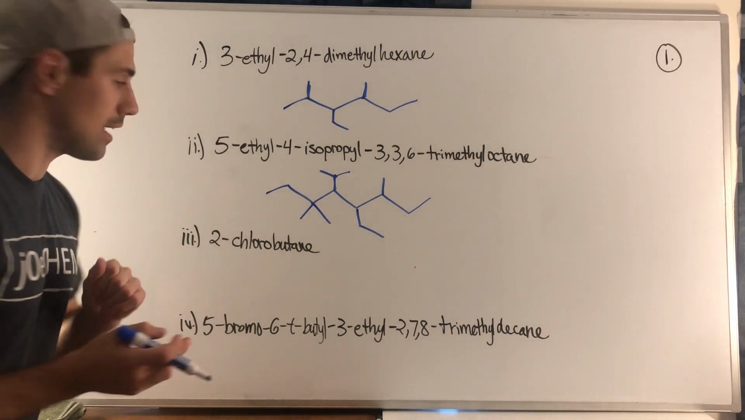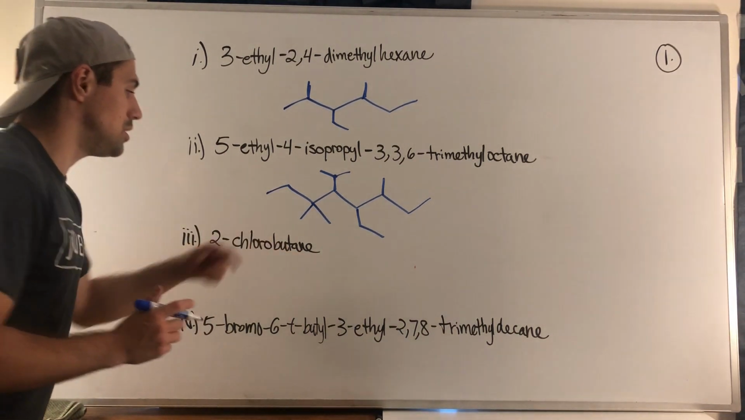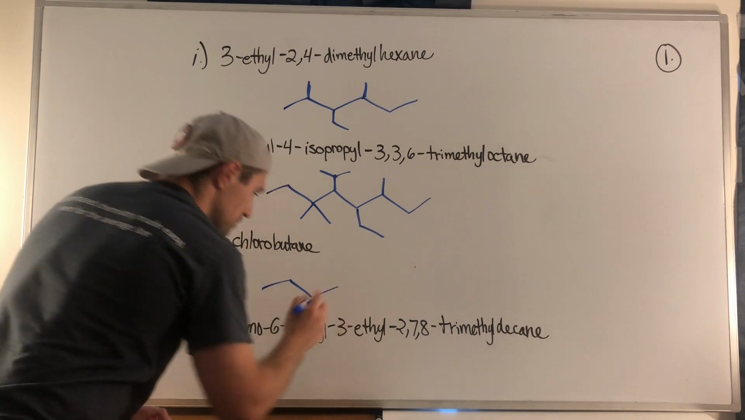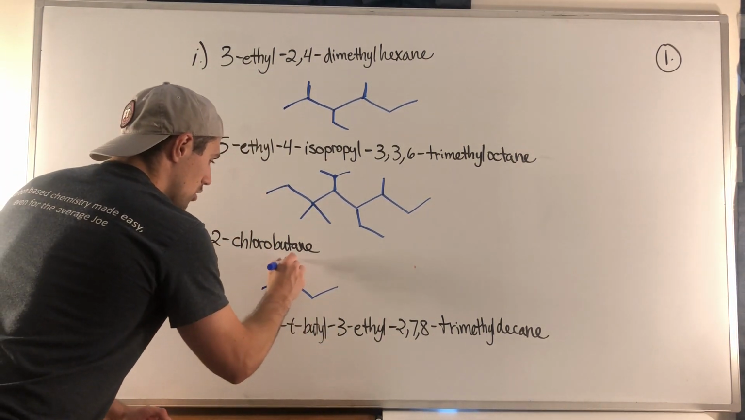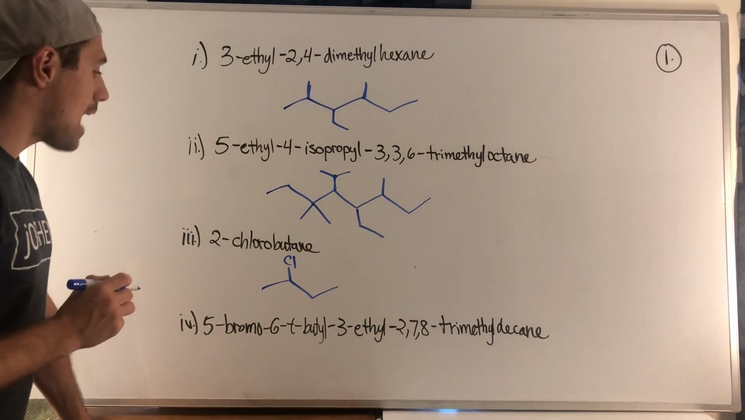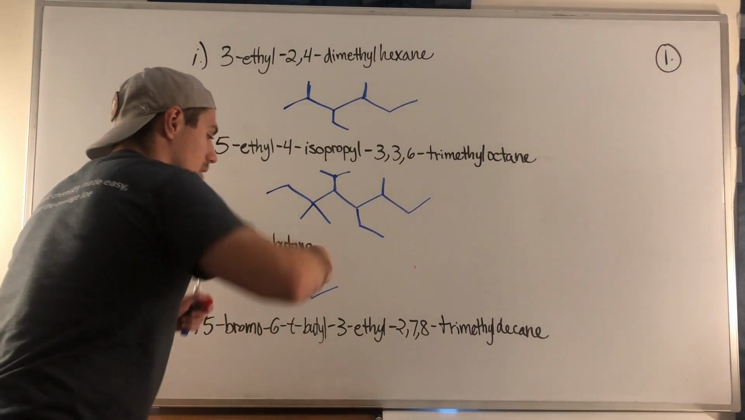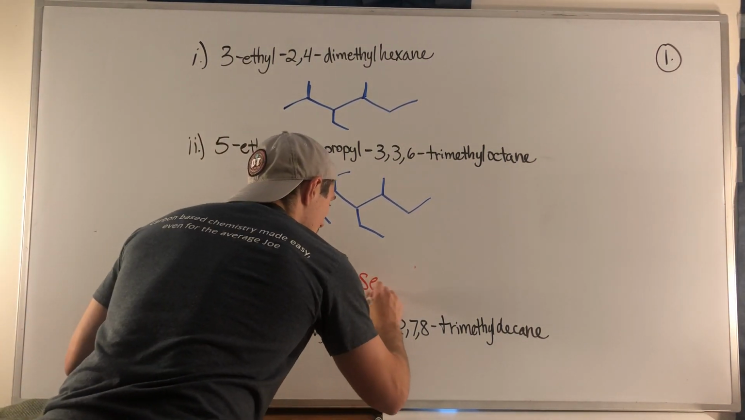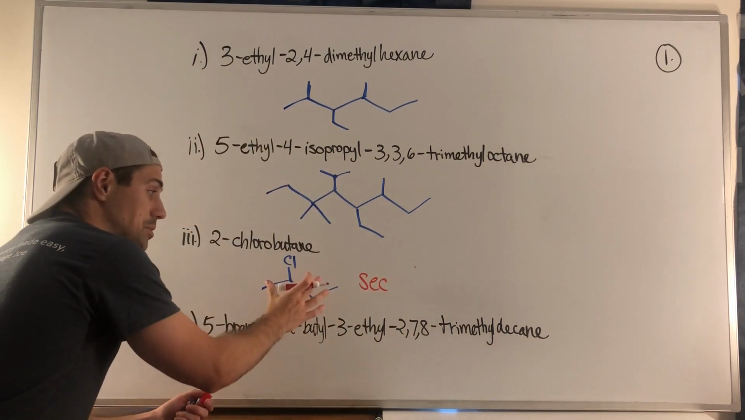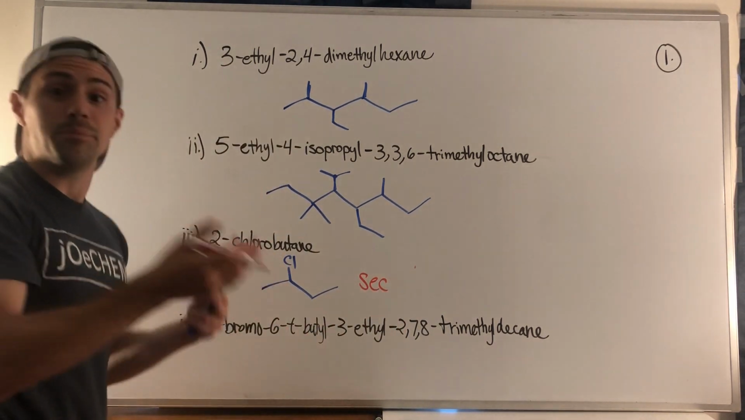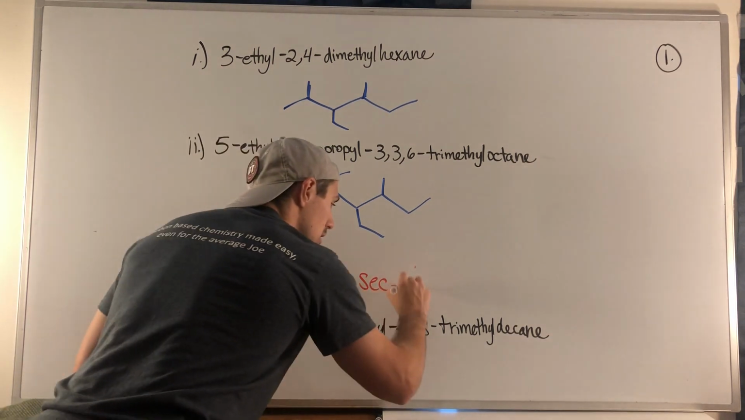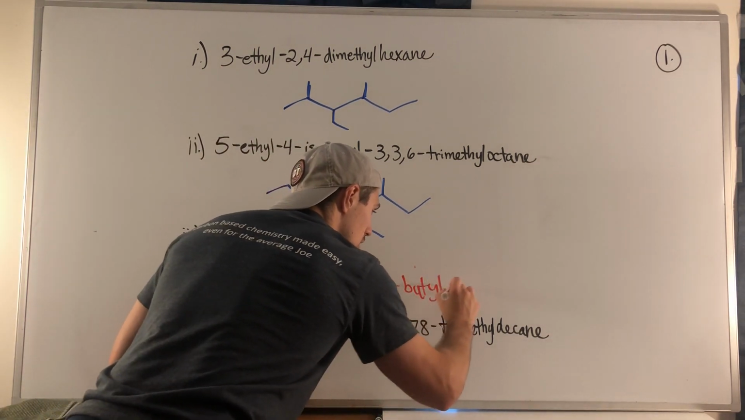Okay, so now, this one was easy, but I kind of wanted to sneak a little bit more common naming in here. So we have 2-chlorobutane. So butane and a chloro, okay? Now, what's the common name here? And I hope you are already on top of that. Remember, it's not just butyl chloride or n-butyl chloride, it's sec-butyl chloride.